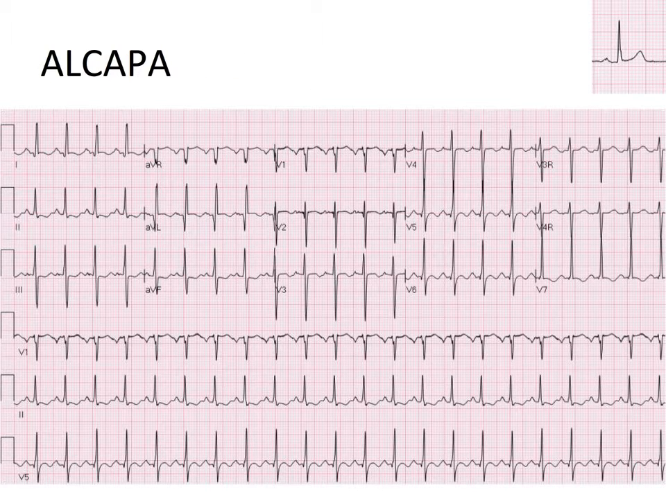You should have found that while most leads look relatively normal, there are abnormal Q waves in leads 1 and AVL. These abnormal Q waves in leads 1 and AVL are concerning for anomalous left coronary arising from the pulmonary artery, or ALCAPA. While the Q wave in lead 1 is subtle, the Q wave in lead AVL is much larger than any normal Q wave.